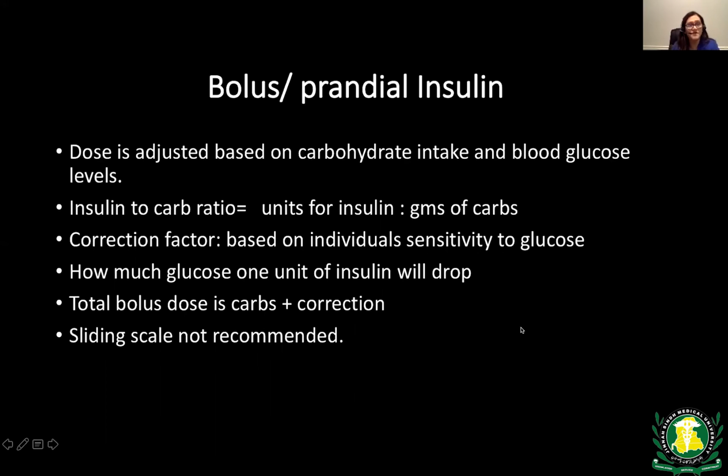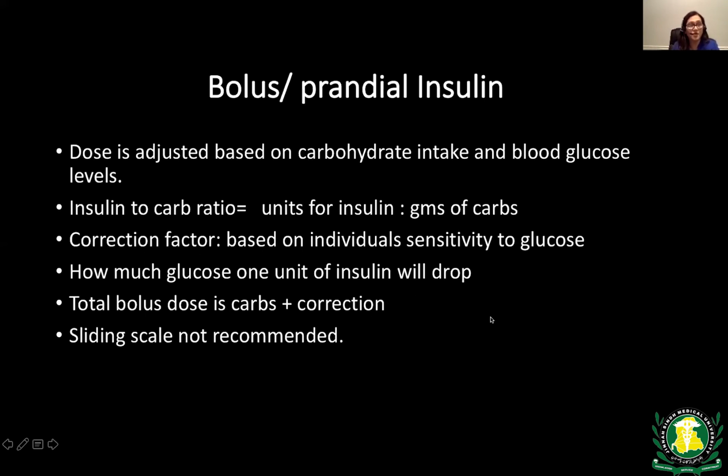So bolus or prandial insulin, how do you calculate the dose for your prandial insulin? The dose is basically adjusted based on your carbohydrate intake and blood glucose level. We call these the carb and correction ratios. So the way this works is we have to calculate the insulin to carb ratio, that means units of insulin needed to cover X grams of carbs. And then you have the correction factor, which is based on individual sensitivity to glucose, which means how much glucose 1 unit of insulin will drop for that particular individual.